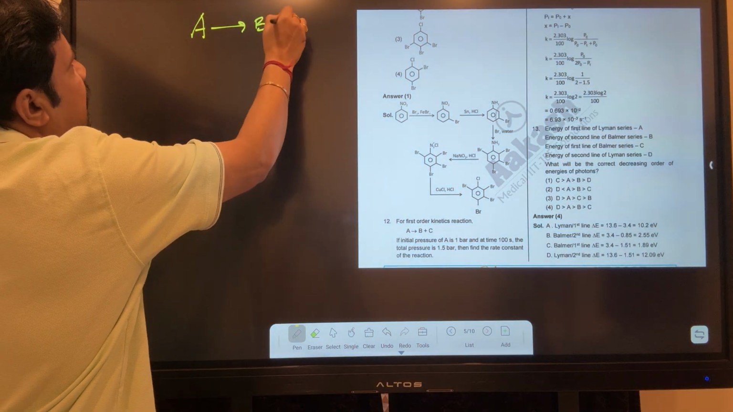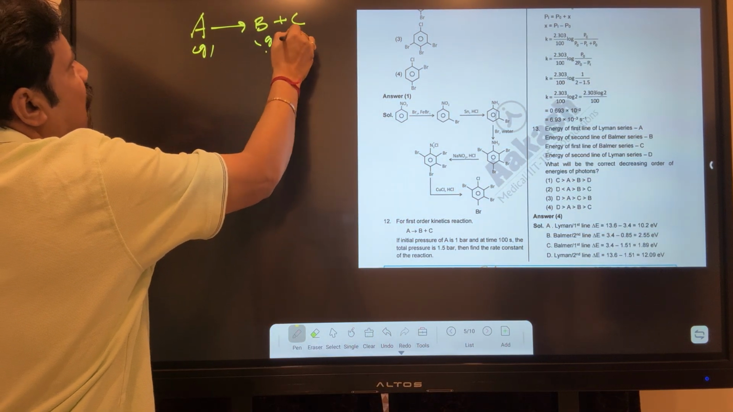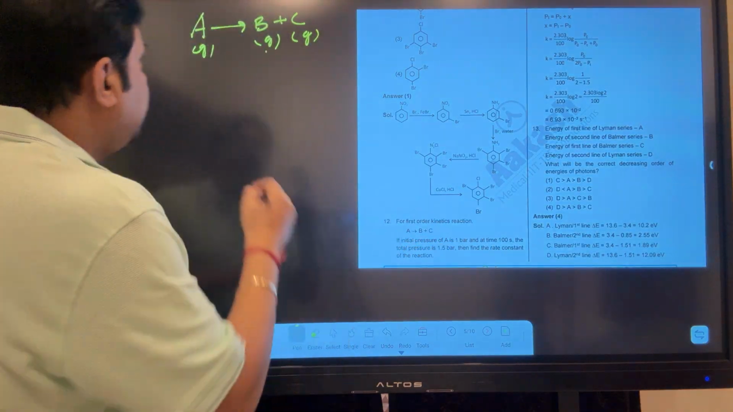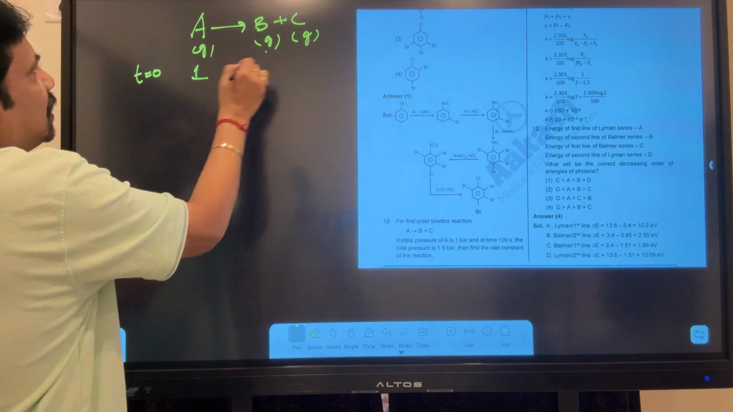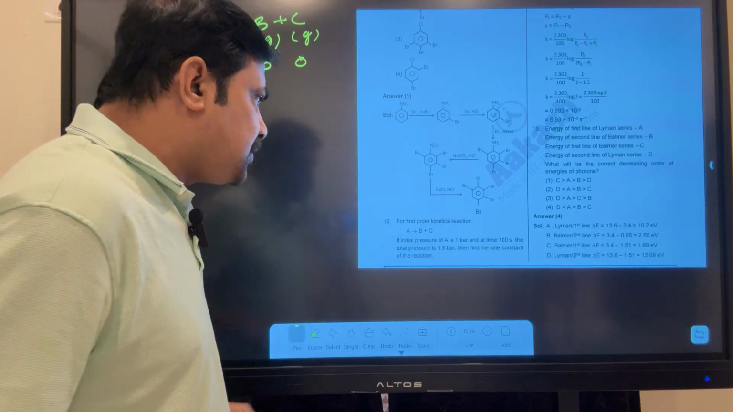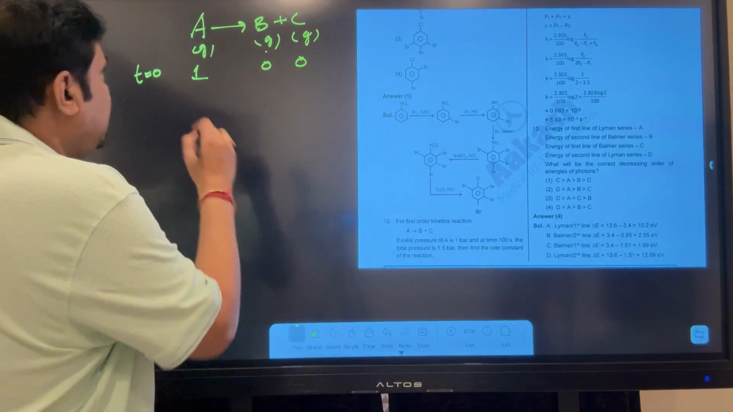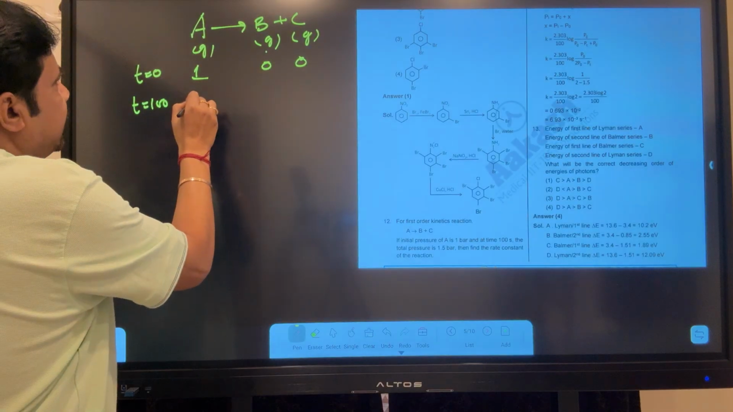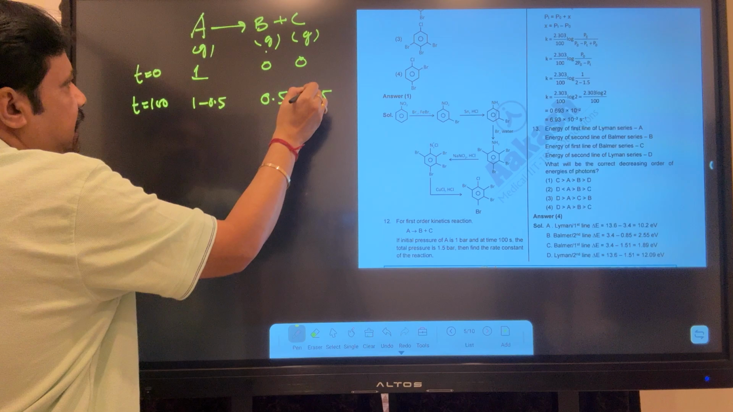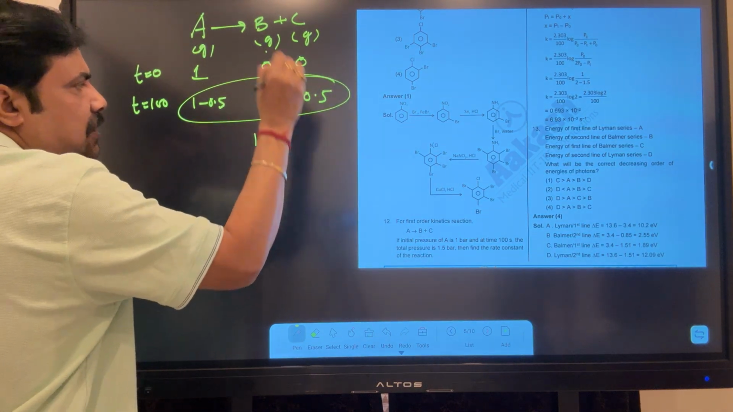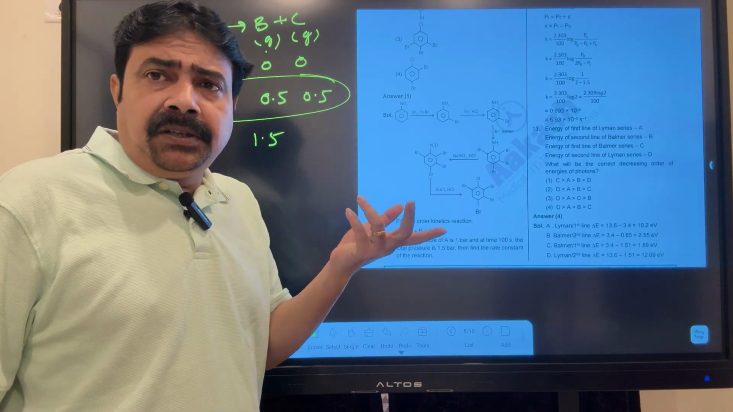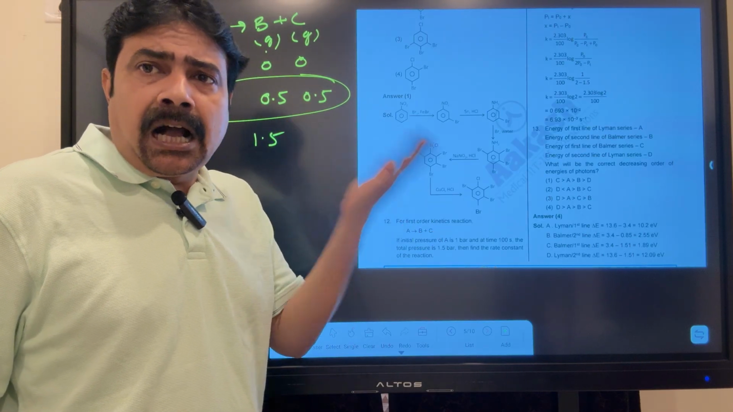A is converting to B plus C. It is a homogeneous gaseous reaction. Initial pressure of A is 1 bar, at time t equals 0: this is 1 bar, this is 0, 0. Now, at time 100 seconds, the total pressure of the system is 1.5 bar. So that means at 100 seconds, if 0.5 disappears, then you will get 0.5 and 0.5. The total pressure comes to 1.5. That means the pressure of A from 1 is coming to 0.5. That means how much is disappearing?